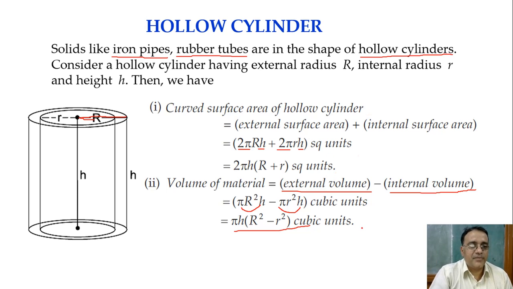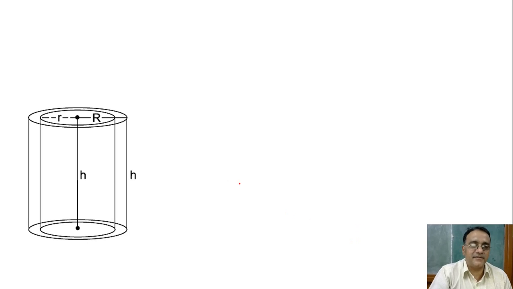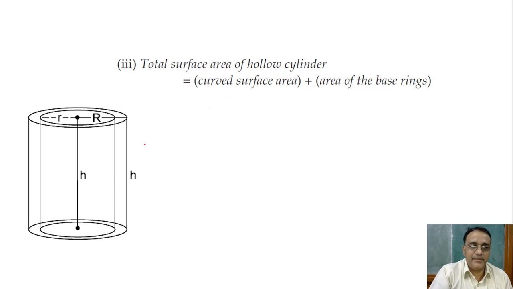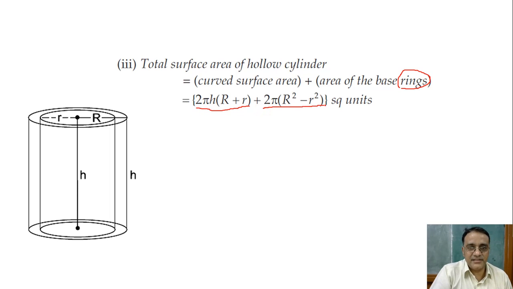No, sir. Okay. Now we'll move towards total surface area. टोटल सरफेस एरिया मैंने बताया था कि कर्व्ड सरफेस एरिया प्लस एरिया ऑफ बेस एंड टॉप, बोथ एरिया ऑफ बेस रिंग्स. सो दो रिंग हैं ऊपर और नीचे. So curved surface area we already got 2 pi h into capital R plus small r, and area of base is pi into capital R square minus small r square. So this is the formula for calculating total surface area of hollow cylinder.